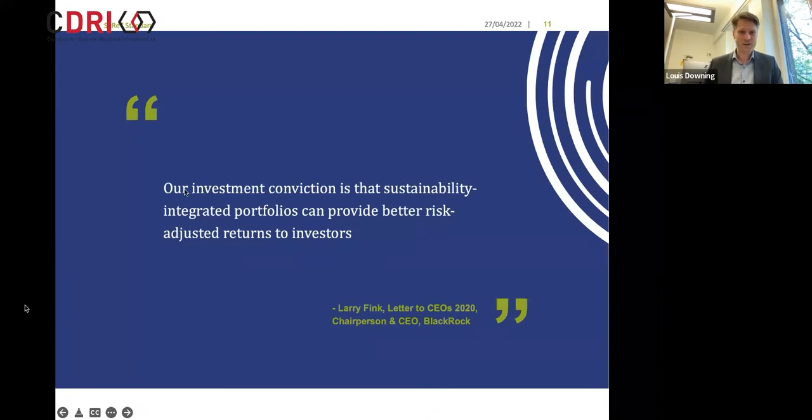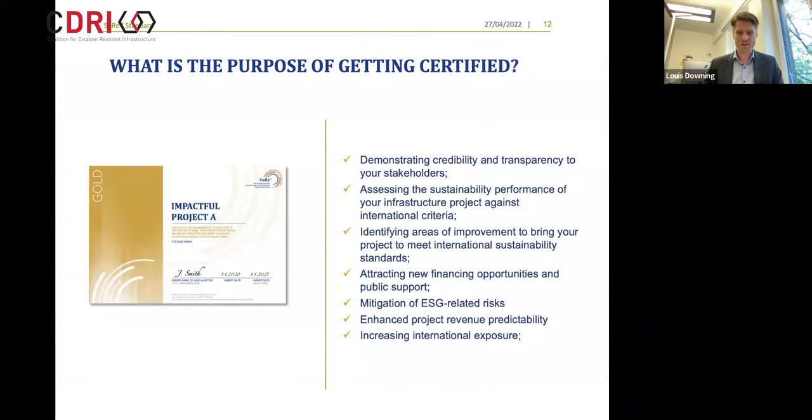Larry Fink, the CEO of BlackRock, said at the beginning of 2020, our investment conviction is that sustainability integrated portfolios can provide better risk-adjusted returns to investors. So this is really, really important to understand what's the purpose of getting certified and what's the purpose of us pursuing a certification scheme. And ultimately, for the GIB Foundation, we want to attract better finance to better projects, to have more better projects implemented and enable more sustainable and resilient pathways to come through that infrastructure.